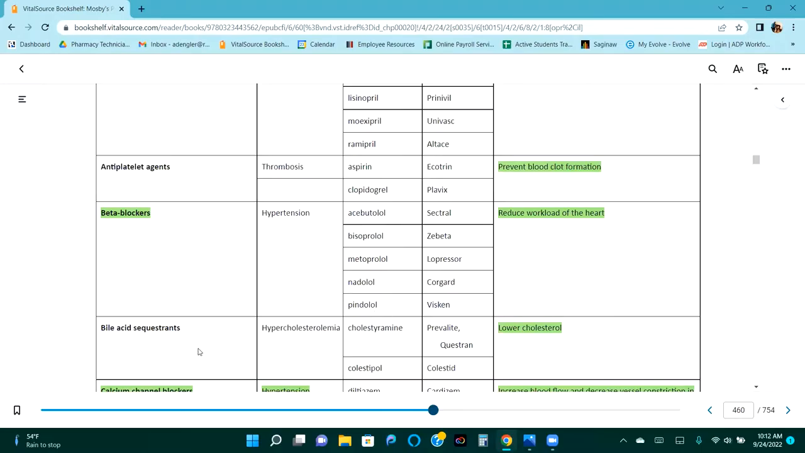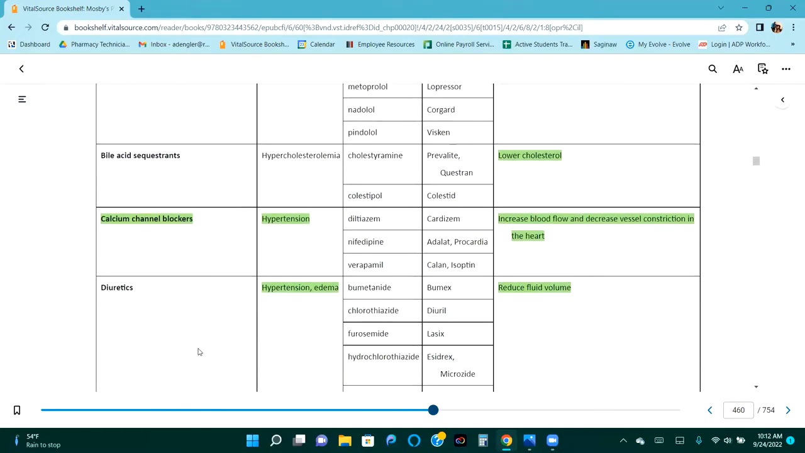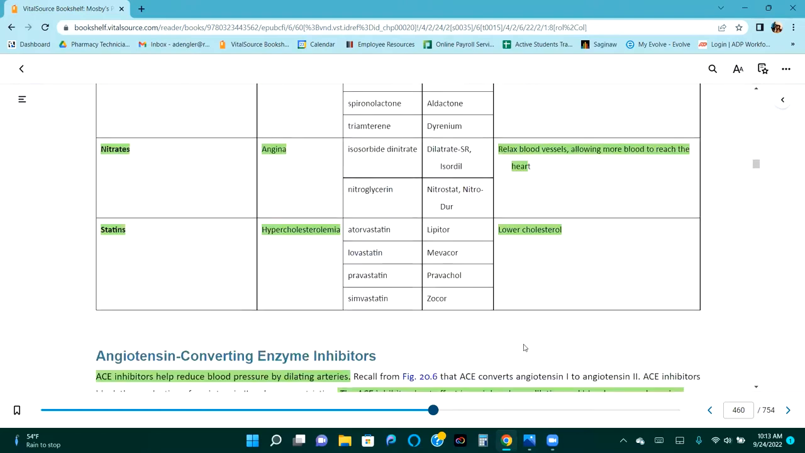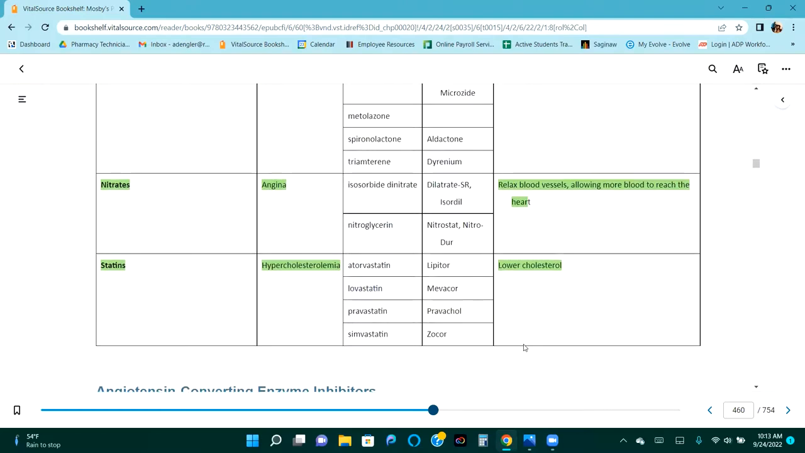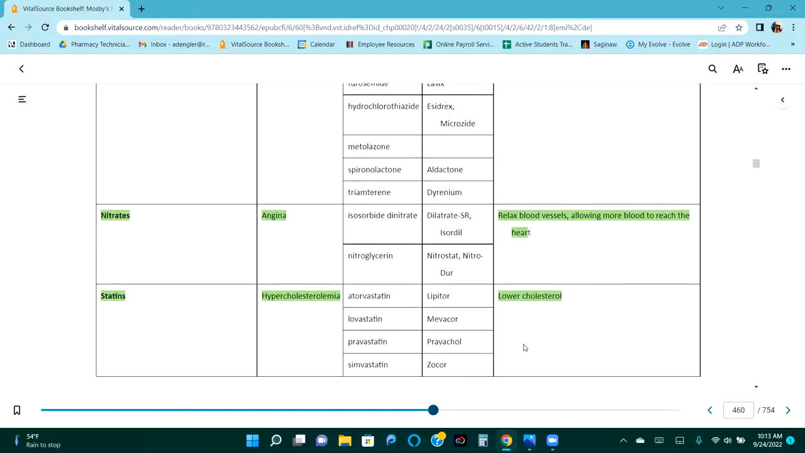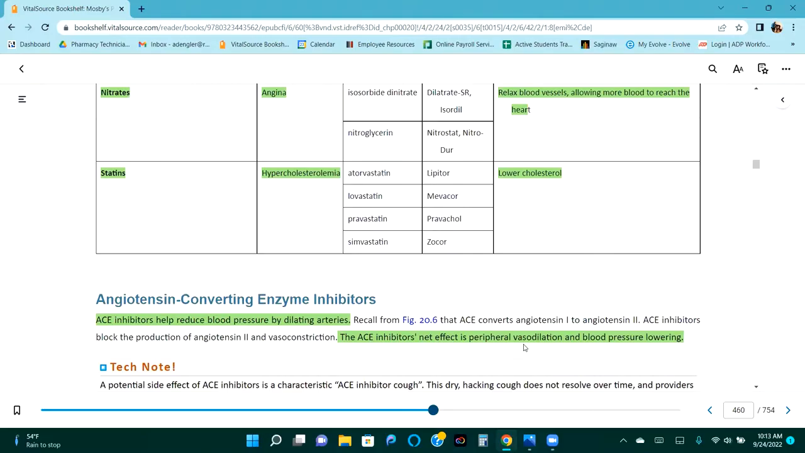Bile acid sequestrants lower cholesterol. We have Prevalite, Questran, Colestid. We have calcium channel blockers for hypertension, diuretics for hypertension and edema that reduce fluid volume, and for angina treatment, nitrates, which relax blood vessels, allowing more blood to reach the heart.